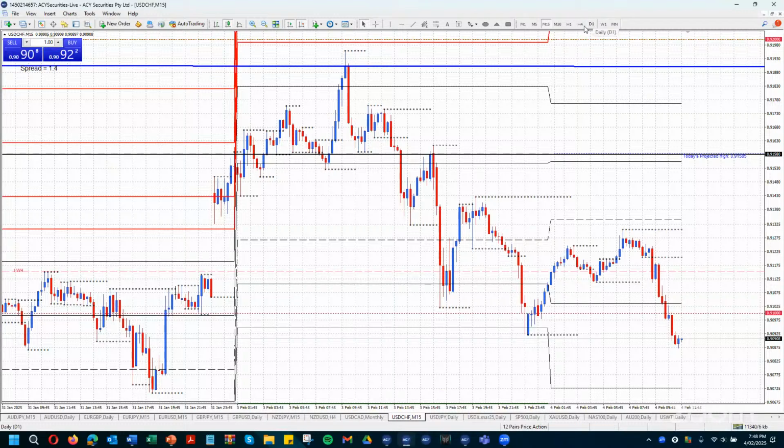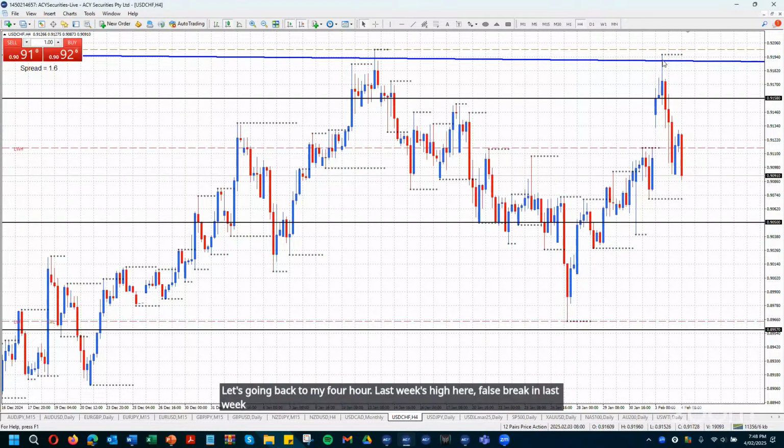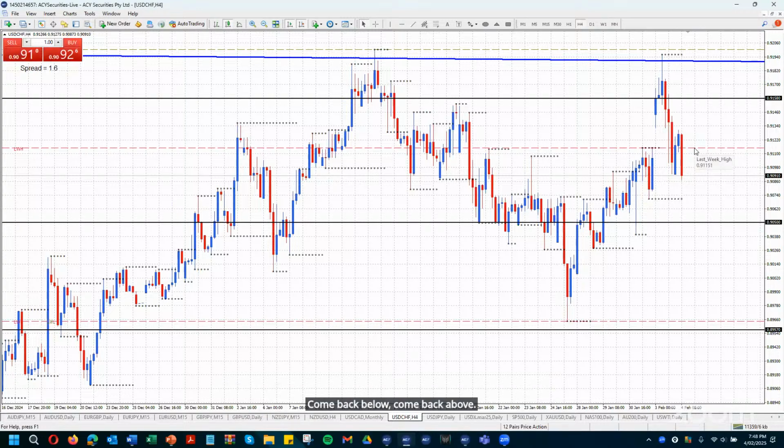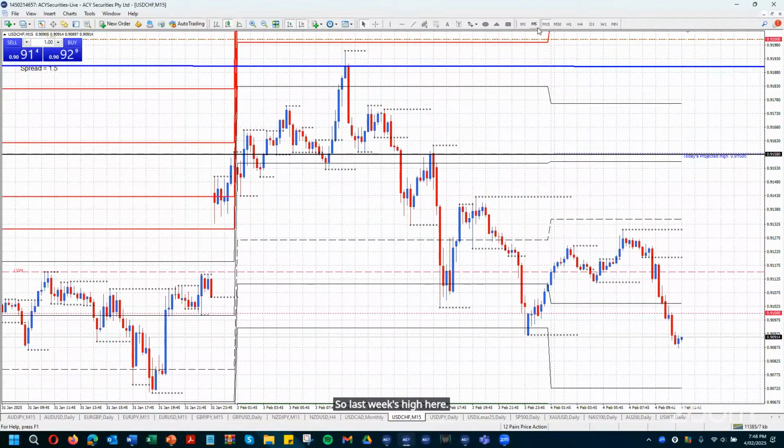Going back to my 4-hour. Last week's high here. False break in last week's high. We gapped up, come back below, come back above. That would be the low to watch, 91.15 intraday today at the moment. Do we come up and retest that once more? So last week's high here, that's the area to try and trade down from at the moment.